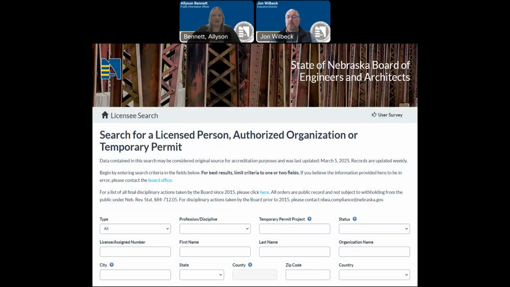This is what that page is going to look like. It'll give you some drop-down options. You can also search anyone by their discipline as well. It'll give their status. So if you search for someone, it may come up as expired, or they may have an active license. It may say if they're on probation. So it will give you all of those individuals and their status.